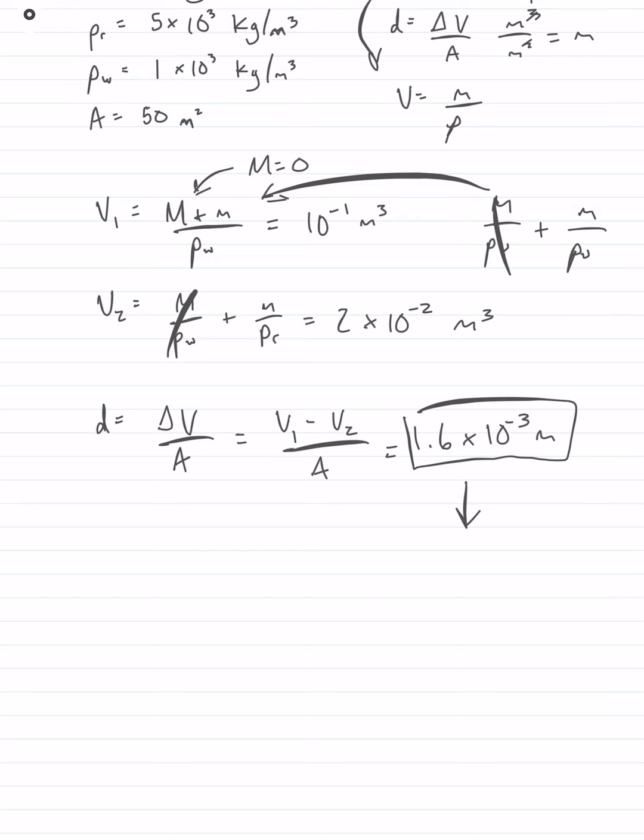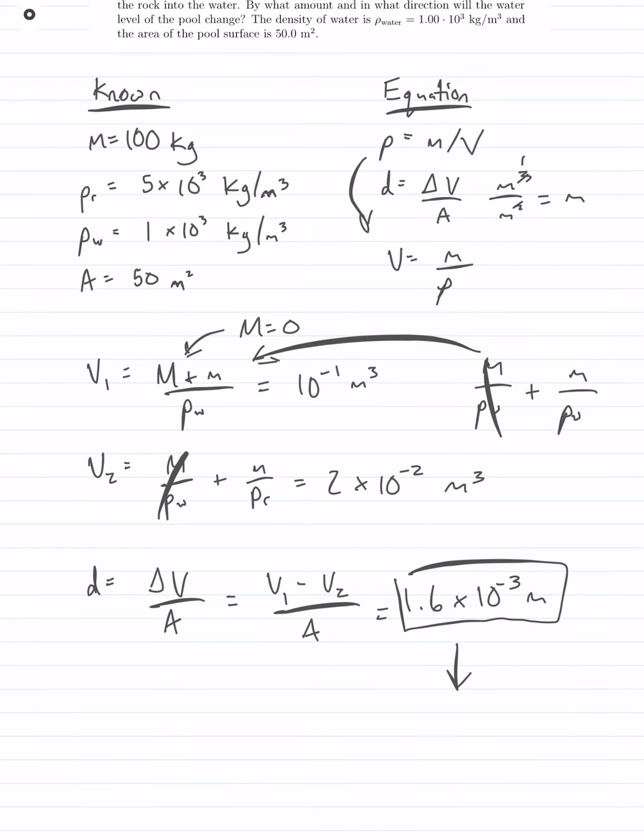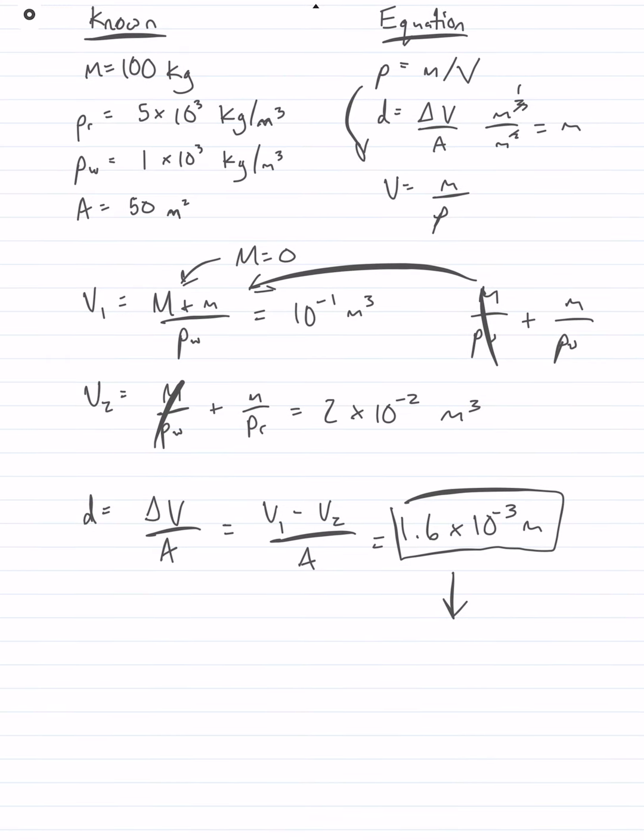So the surface, what it says, the direction that the water level changes. It goes slightly lower than it was when the rock was in the boat. So you can say that when the rock was in the boat, say we had this level. When the rock is out of the boat, it's a little bit lower.